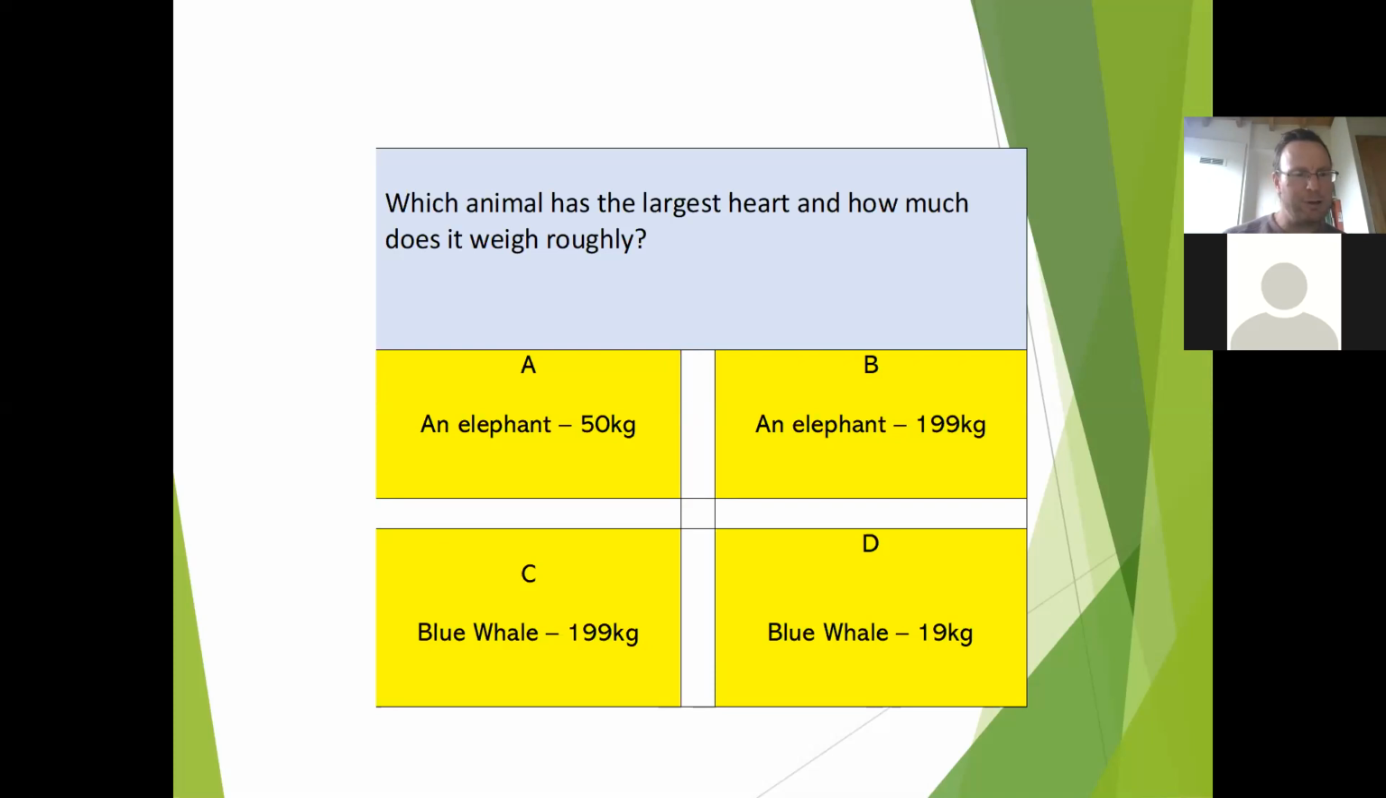Kayla, C, blue whale. Well done, Adil. Well, most people have got this right. Yeah, good. Well done, everyone who said C.